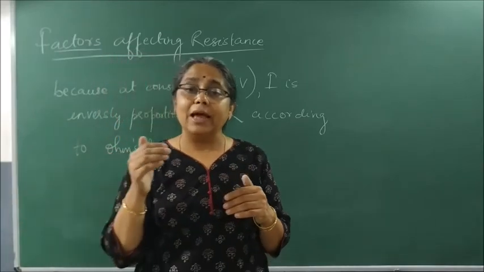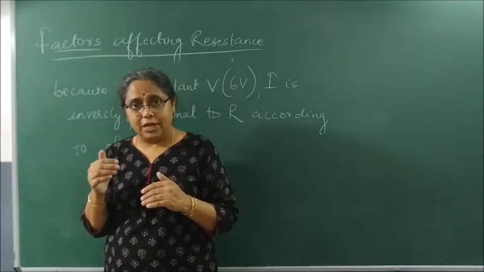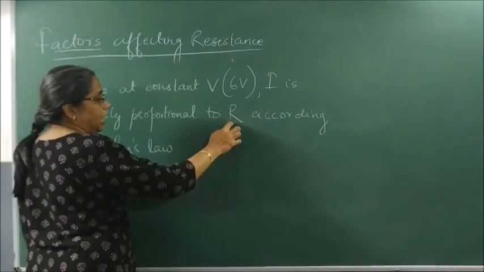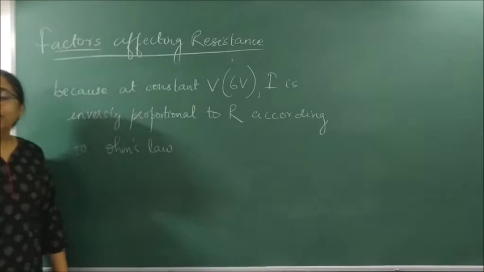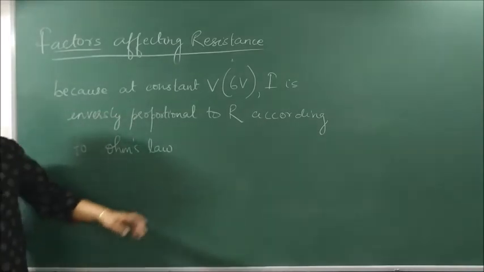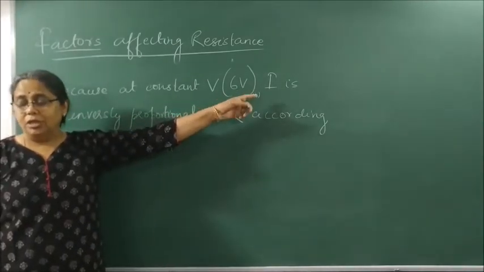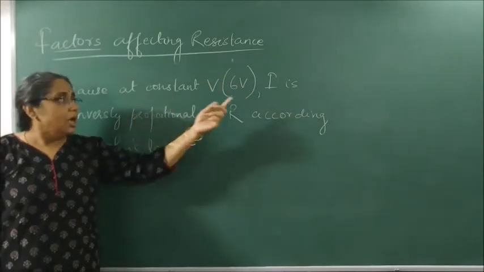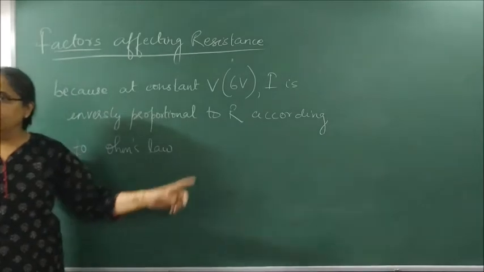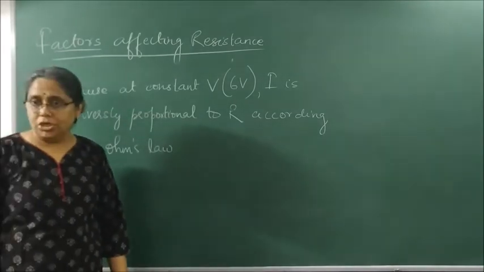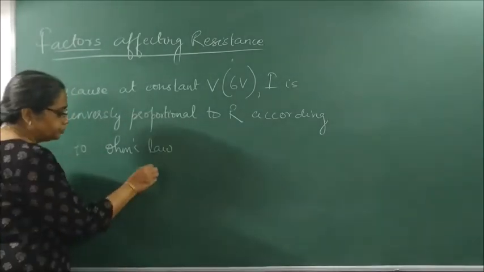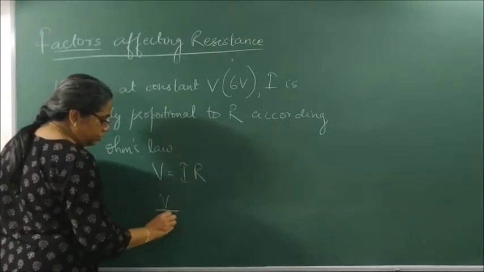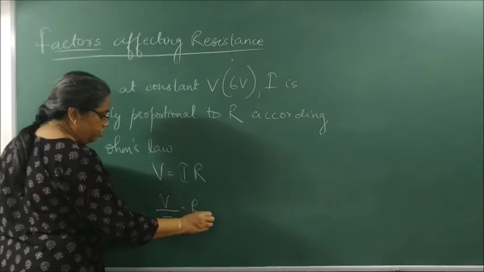You will find the ammeter reading will change every time because your potential difference is fixed, but your R keeps on changing. If R keeps changing, I will also change. This is because at a constant potential difference, I and R are inversely proportional to each other. You can write V is equal to IR. So V by I is equal to R.